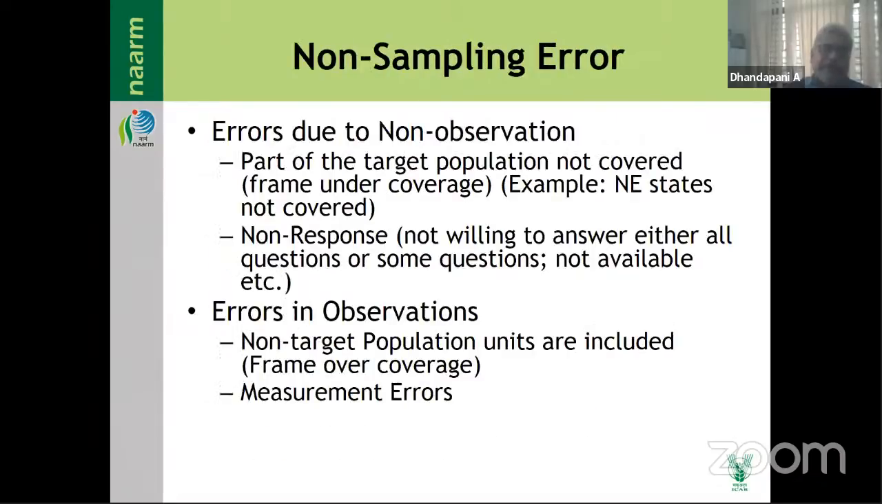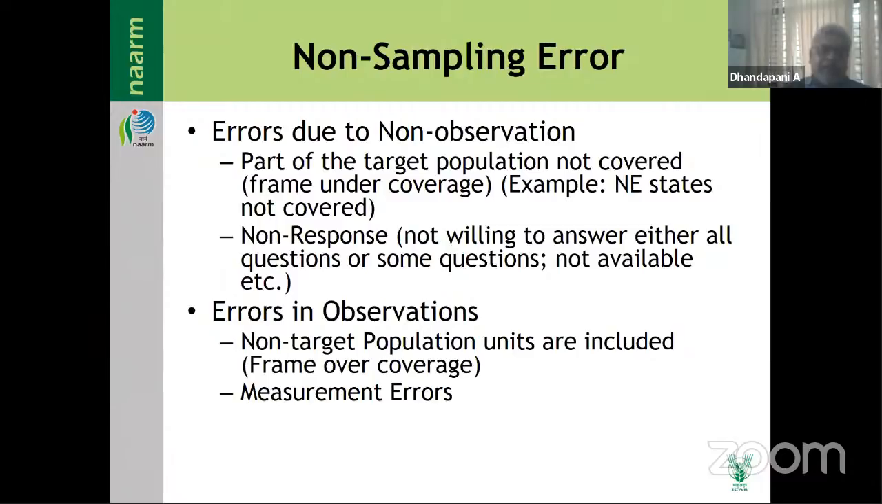Now, what do we mean by non-sampling error? We can broadly classify non-sampling error into two things. One is errors due to non-observation. Errors due to non-observation means, for example, that we have not covered a part of the target population. We are supposed to cover the entire country, but maybe we left out certain parts of the country for various reasons. Due to that, you have a non-sampling error.